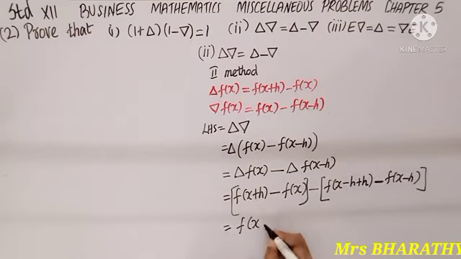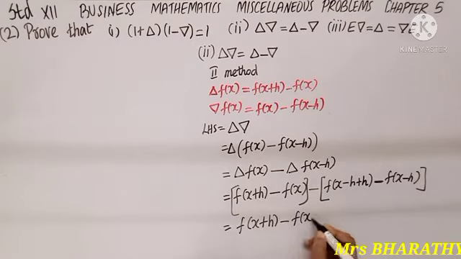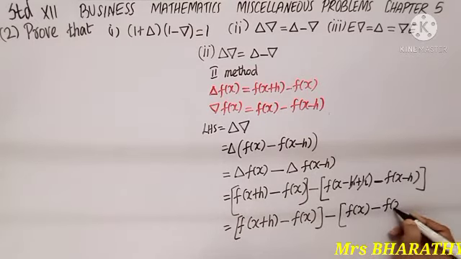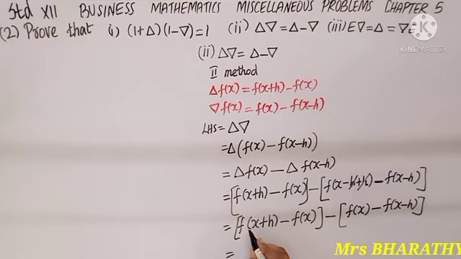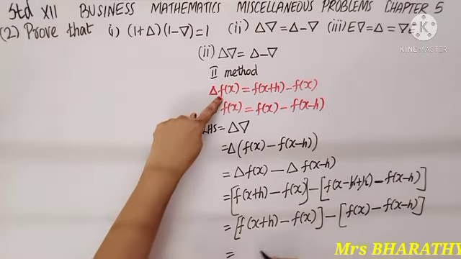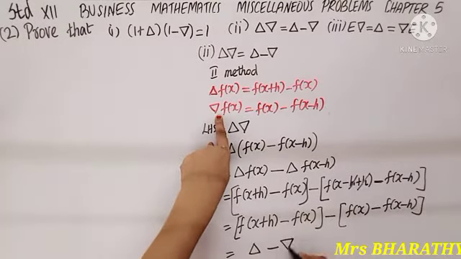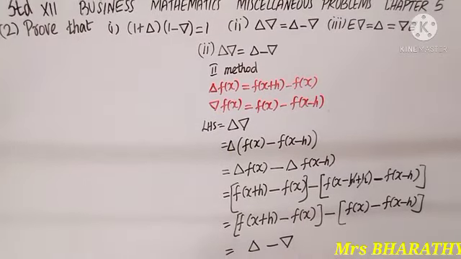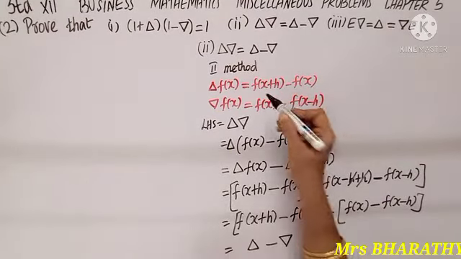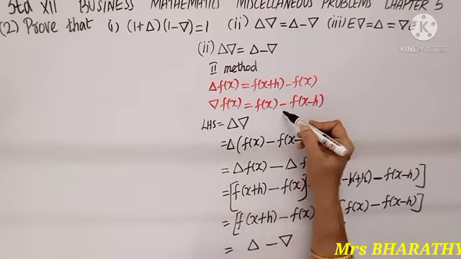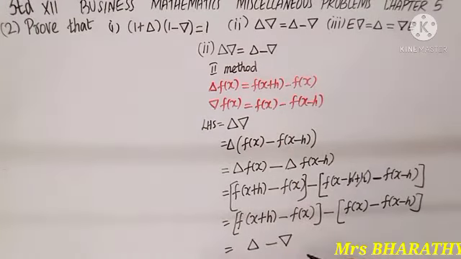As I simplify, it is f of x plus h minus f of x minus h, and h gets cancelled. I get f of x minus f of x minus h. F of x plus h minus f of x is nothing but delta. F of x minus f of x minus h is nothing but nabla. So this is another method without using E. I can directly use f of x plus h minus f of x for delta, f of x minus f of x minus h for nabla, and arrive at the RHS.